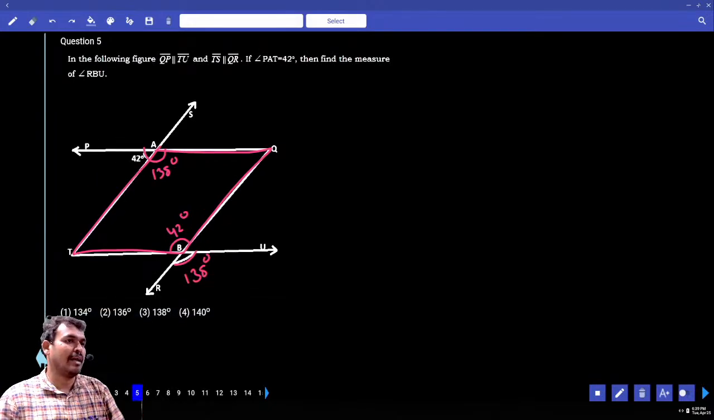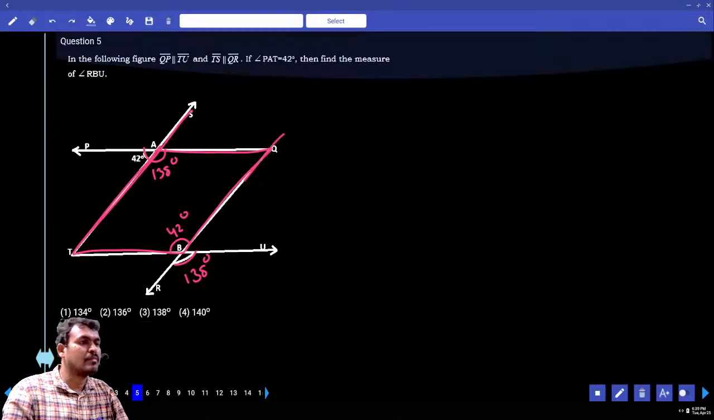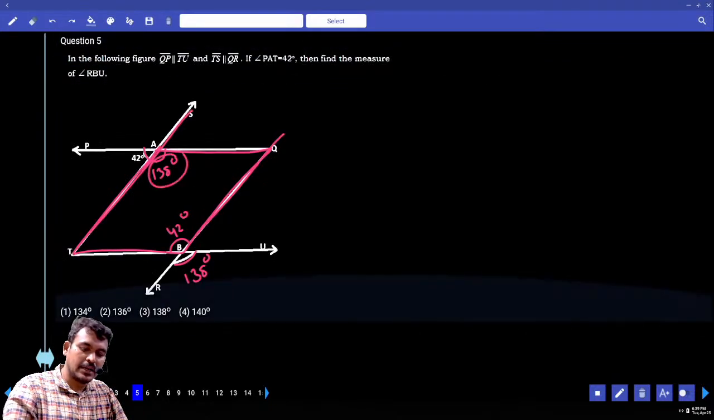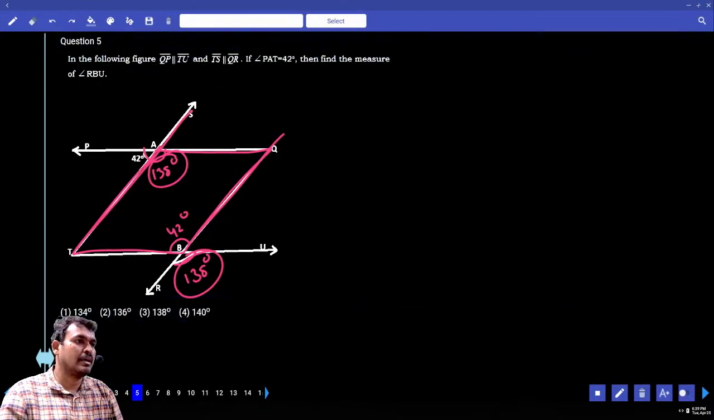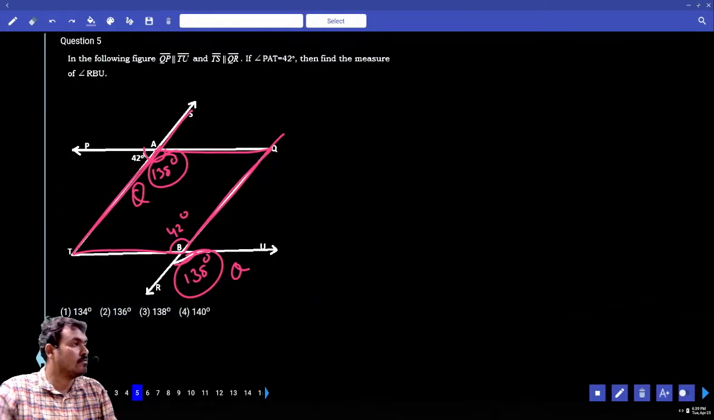138. Or directly, parallel lines are there. Parallel lines means if this is 138, this value is also 138. If it is theta, this one is also theta.